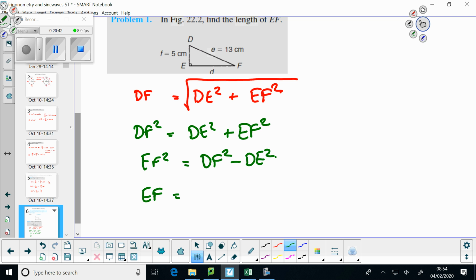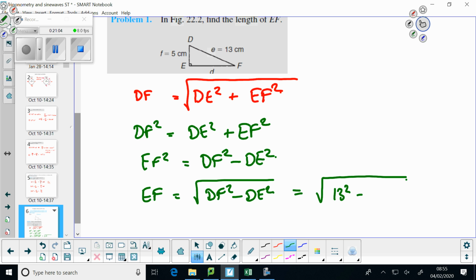Ef is equal to root df squared minus de squared. And in this case, that is the square root of 13 squared minus... should be 12 centimeters.